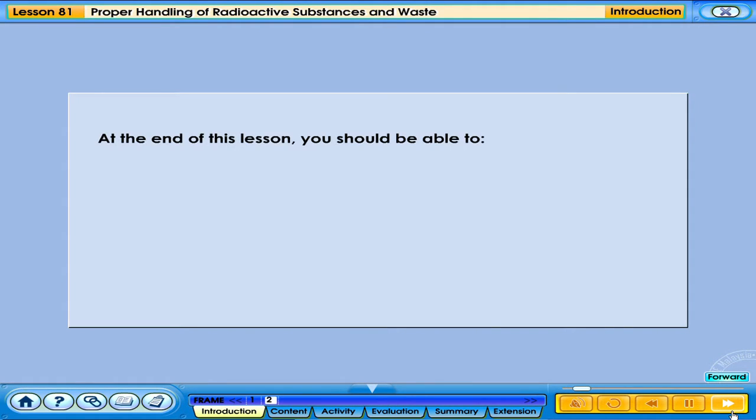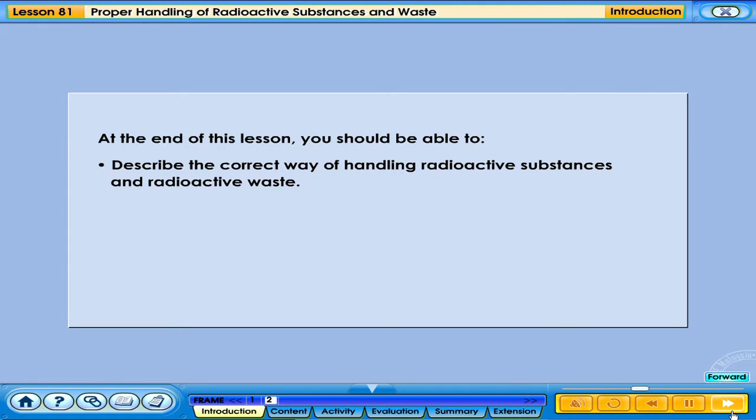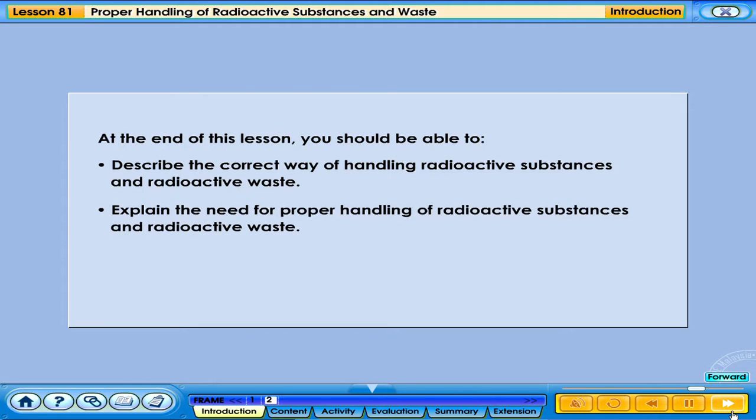At the end of this lesson, you should be able to describe the correct way of handling radioactive substances and radioactive waste, and explain the need for proper handling of radioactive substances and radioactive waste.